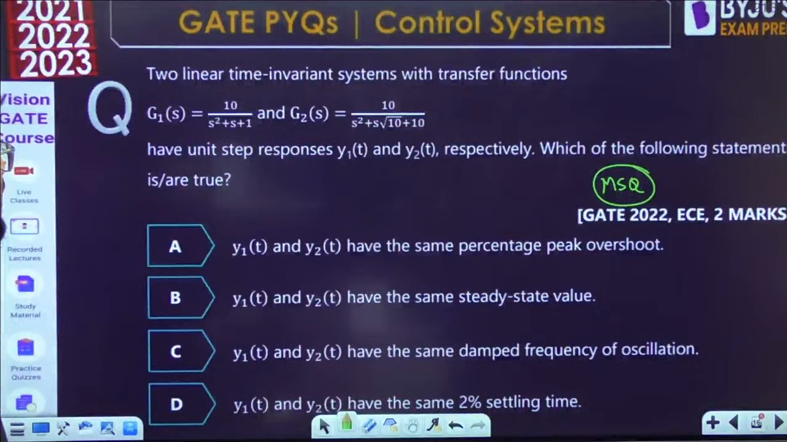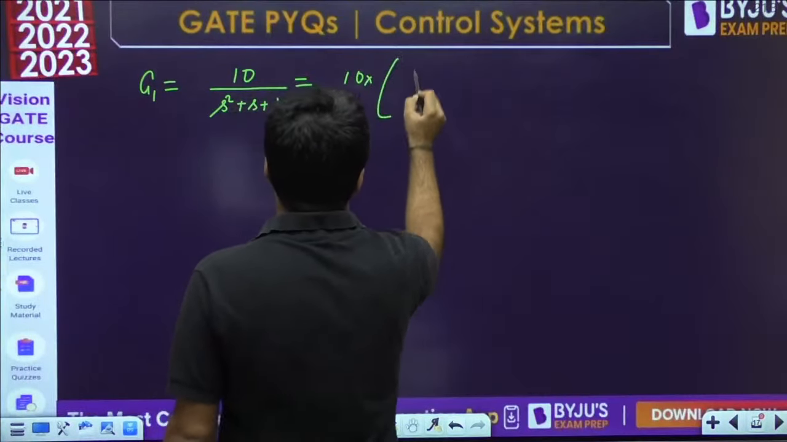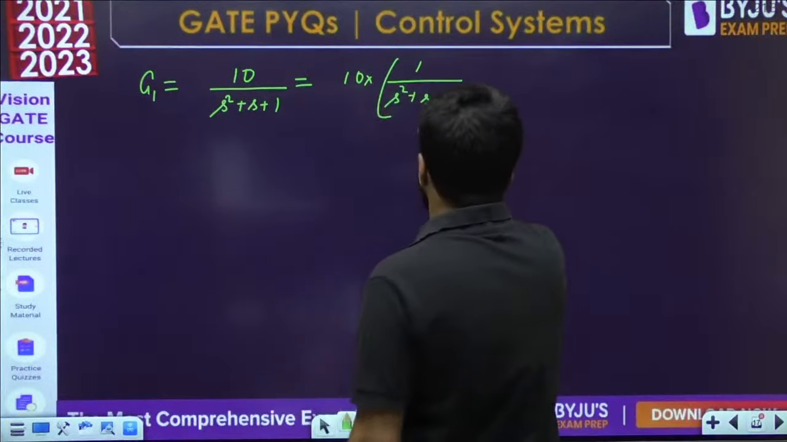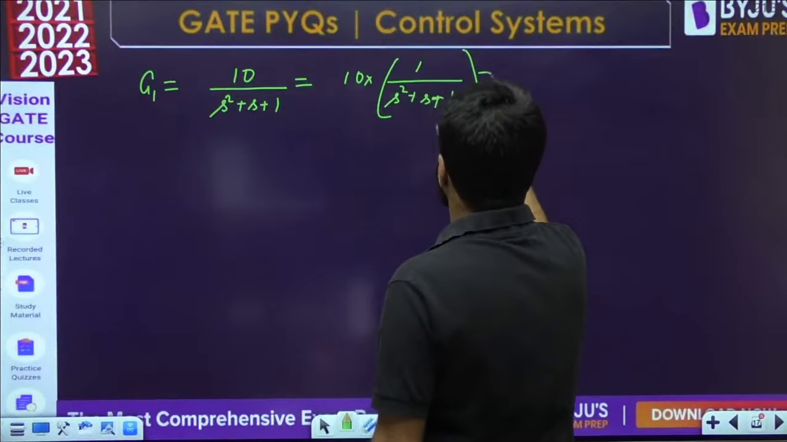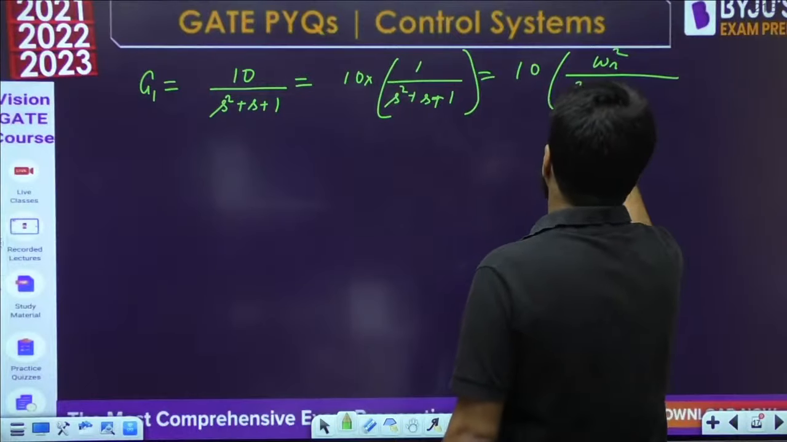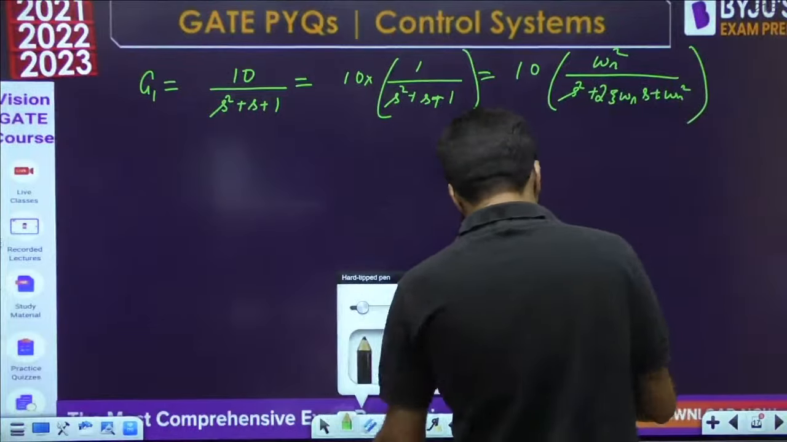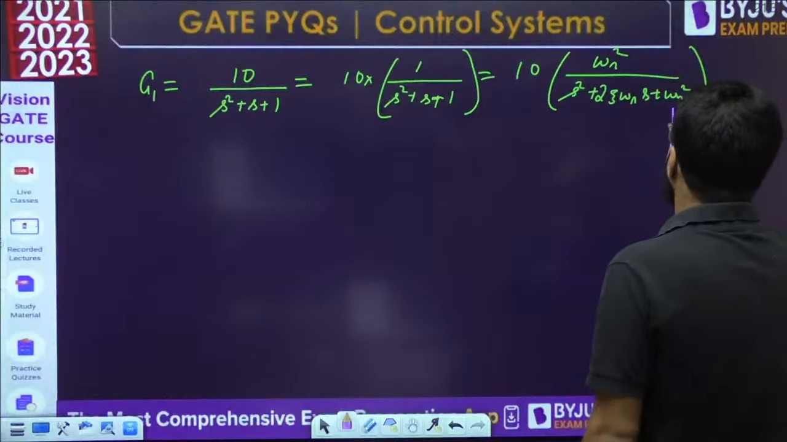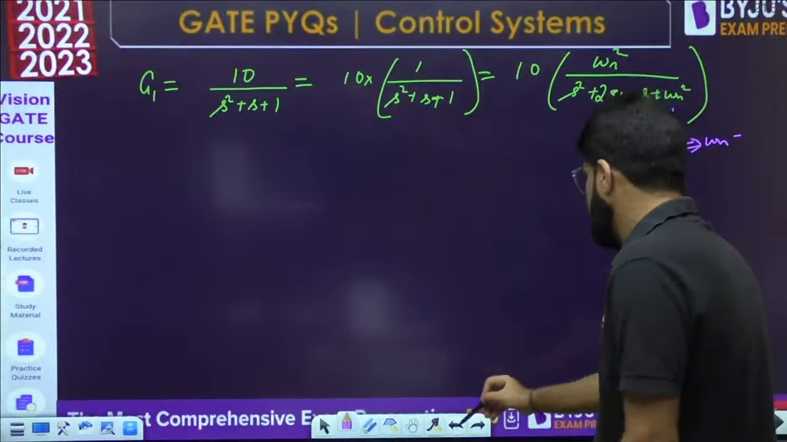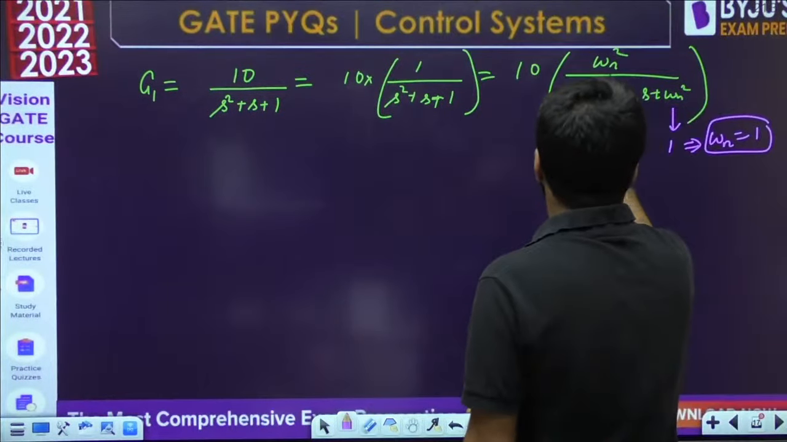It is 10 divided by s square plus s plus 1. And next is 10. Let me write it like this also: 10 multiplied by omega n square upon s square plus 2 zeta omega n s plus omega n square, to make it simply solvable. This simply means that the value of omega n square is 1. That means omega n is also 1.